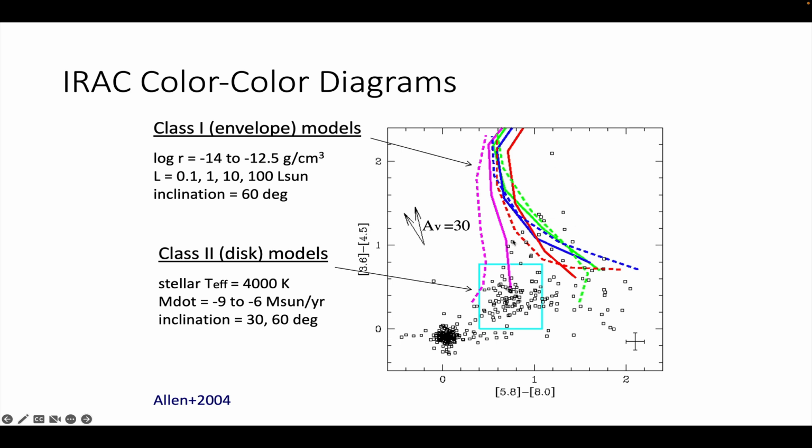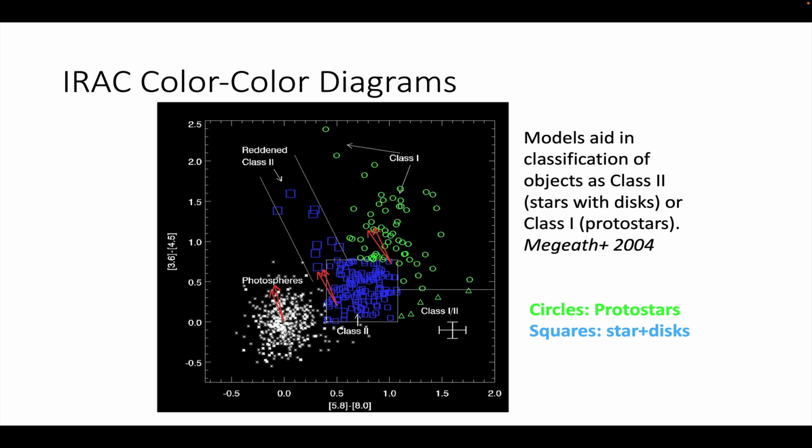But basically, things that are red in both of these colors are class 1s. Things that are not quite as red are class 2s. So this is combining those things together. This is real data, 3.6 minus 4.5 versus 5.8 minus 8. These are photospheres. These are class 2s. These are class 1s. And the reddening vectors here are showing you that these are reddened class 2s. These are reddened class 1s. Make sense?